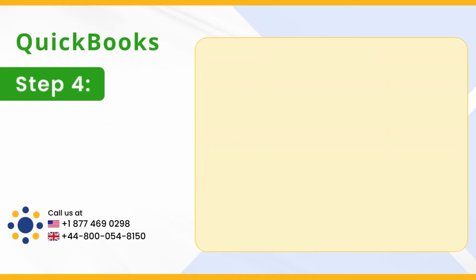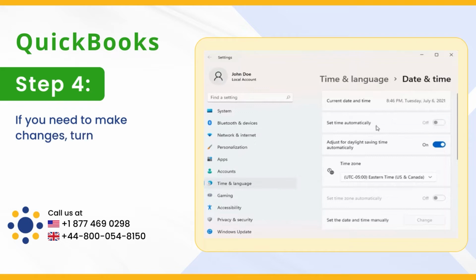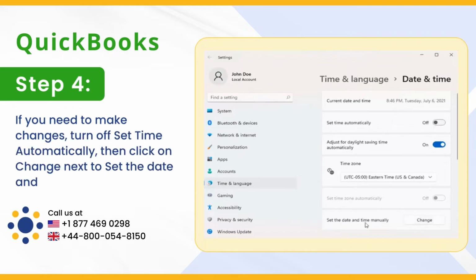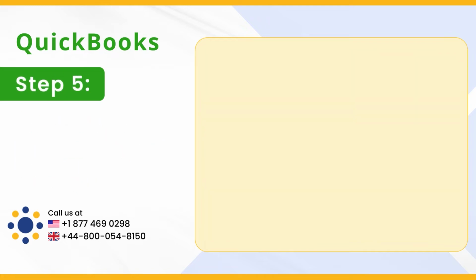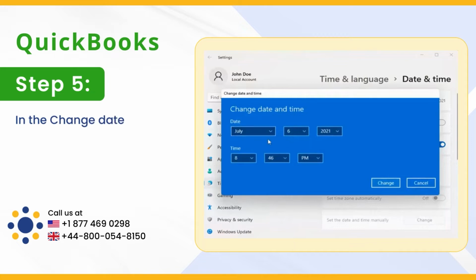Step 4. If you need to make changes, turn off Set Time automatically, then click on Change next to set the date and time manually. Step 5. In the Change Date and Time window, make the changes and click on Change.